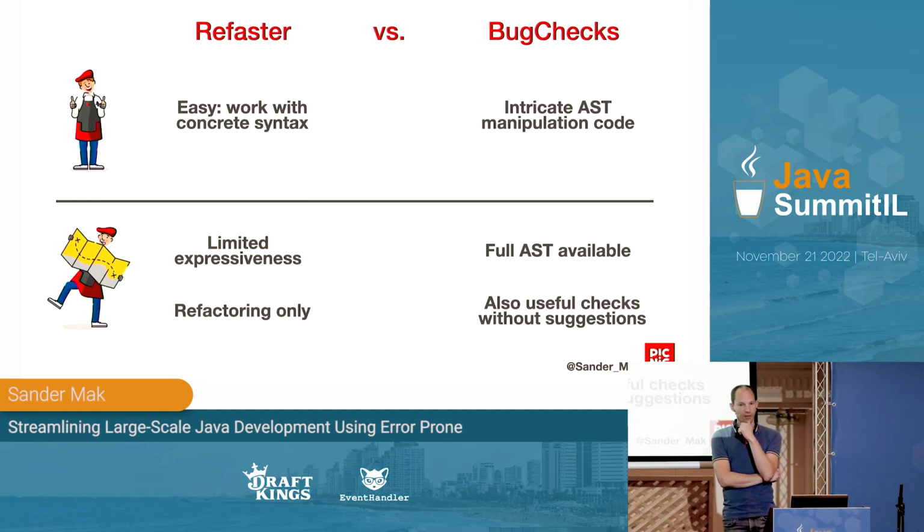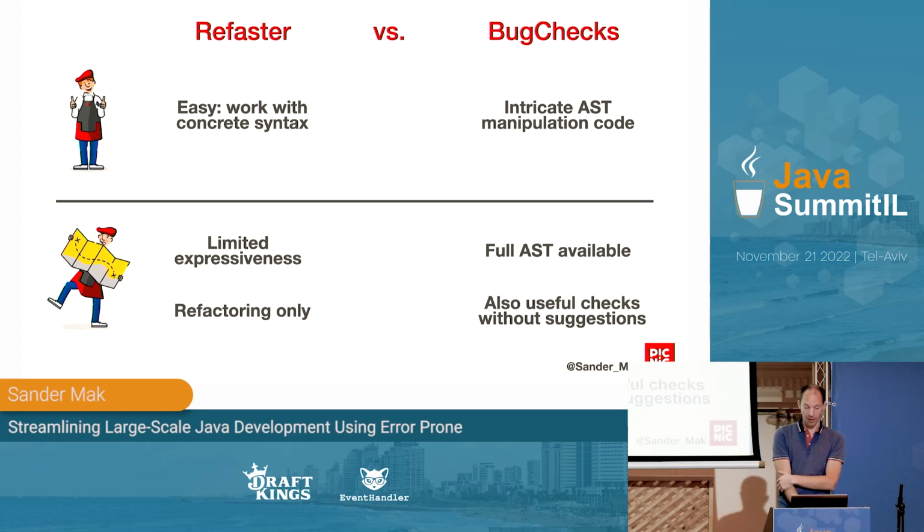But if you look at both, there's definitely a place for both Refaster rules and bug checks. So on the one hand, Refaster is much easier to work with because you can just write Java code and all of the magic happens under the hood. Whereas if you're going to write a bug check, as we saw, you need to know a bit about Java ASTs. You need to be able to work with the error-prone APIs to emit suggestions. So that is something that you need to account for as you start adopting this tool. So Refaster, refactoring only, whereas bug checks are much more general and, I would say, generally applicable.